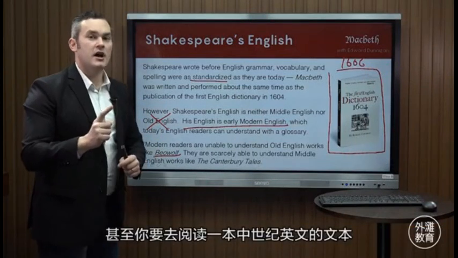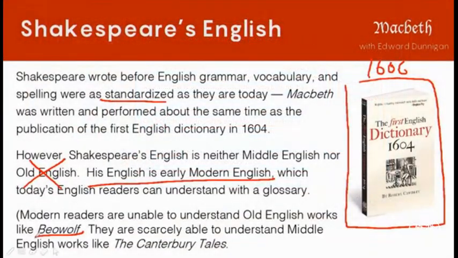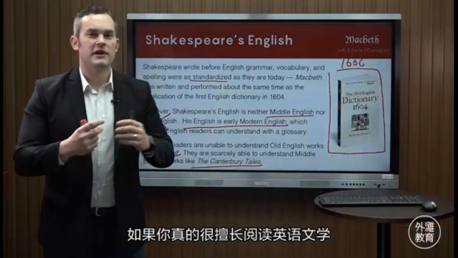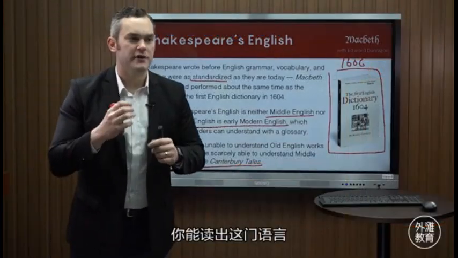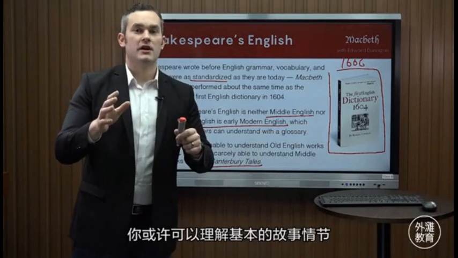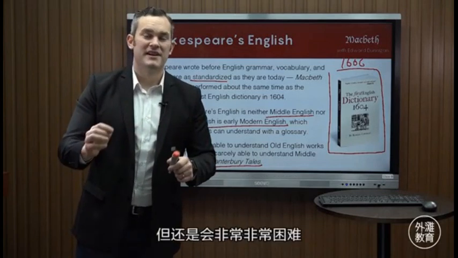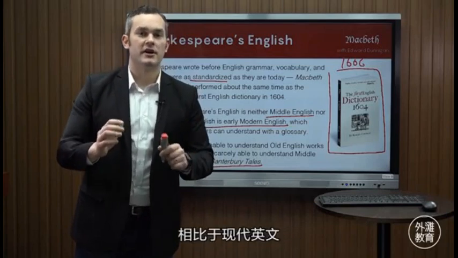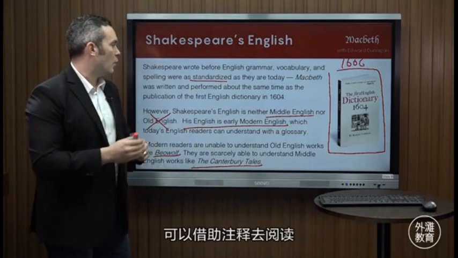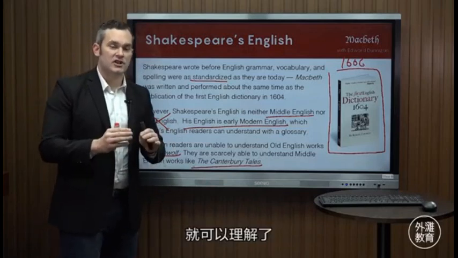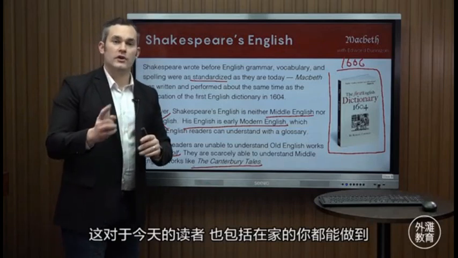Even if you were to read a Middle English text, probably the most popular being the Canterbury Tales by Chaucer, if you are really good at reading English literature and you're very careful and you sound out the language, maybe you would be able to understand the basic plot and meaning of the words. But it's still going to be very, very different from modern English. Shakespeare's English, however, with the help of a glossary, is understandable and intelligible to readers today, including you at home.